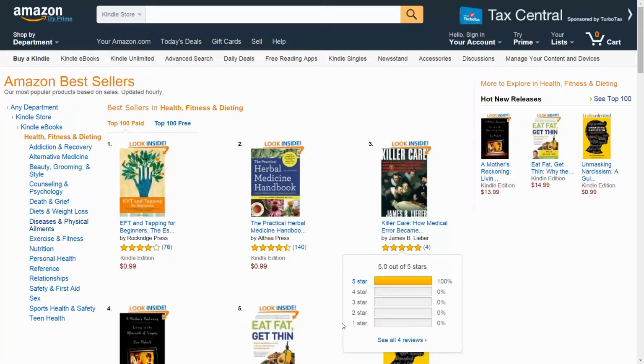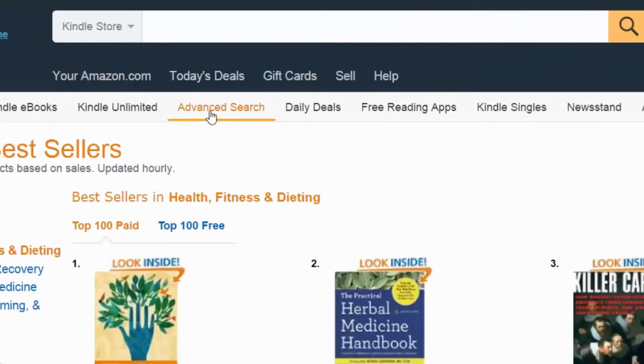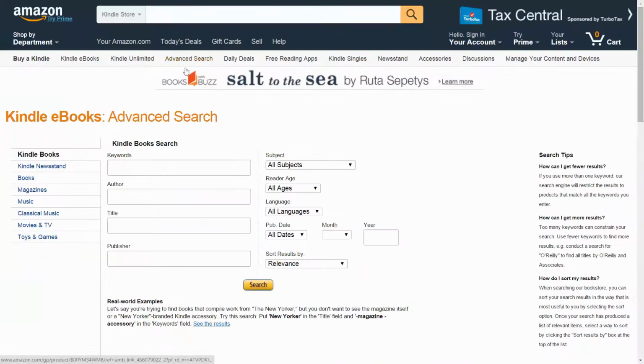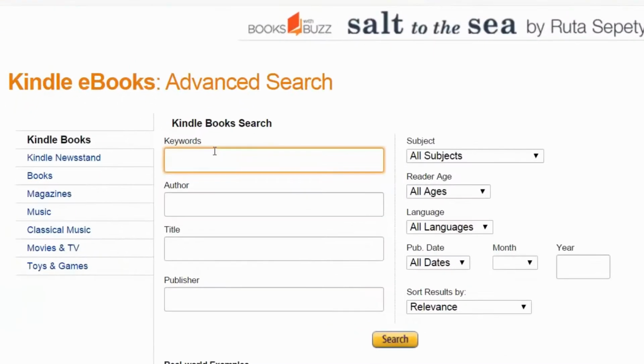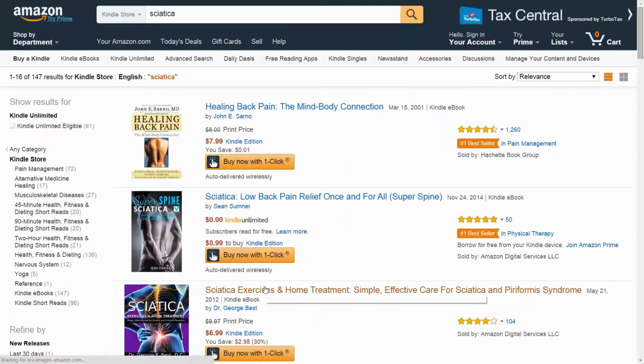Now, if you know your way around on the Amazon Kindle website, then the next step would be to use the advanced search feature, where you can type in your keyword, say sciatica. You can even select your language. And here comes the important point. In theory, and I'm saying in theory, Amazon allows you here to sort the results not just by relevance, but also by best selling. And this should give you the best selling books.